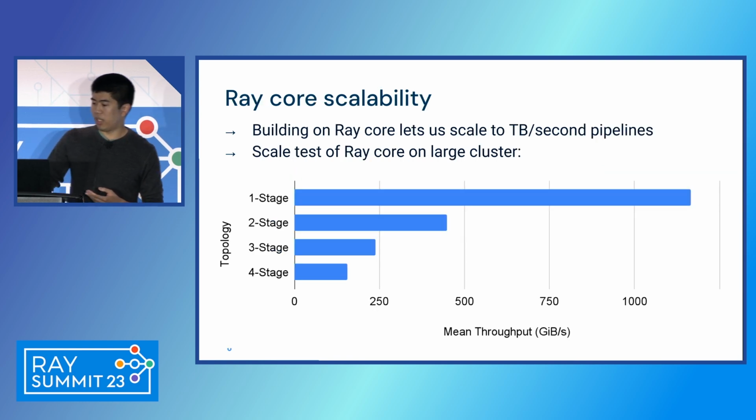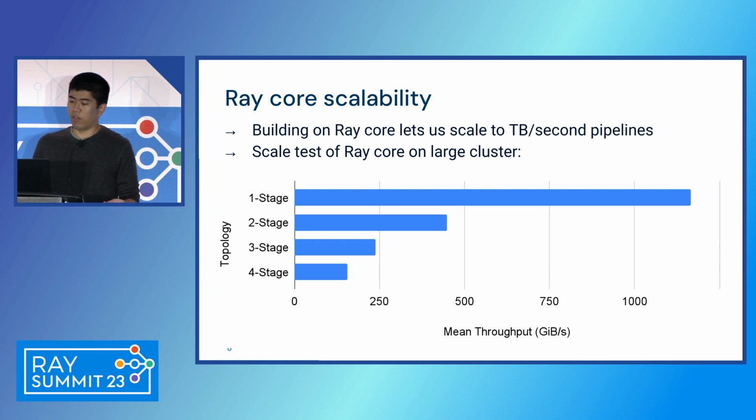The final point I want to make is that Ray Core also lets Ray Data scale very well. When we ran a scale test of how much data we could push just using the Ray Data plane, we were able to push more than a terabyte a second. So this lets Ray Data scale very well, and we don't think this will be a bottleneck.